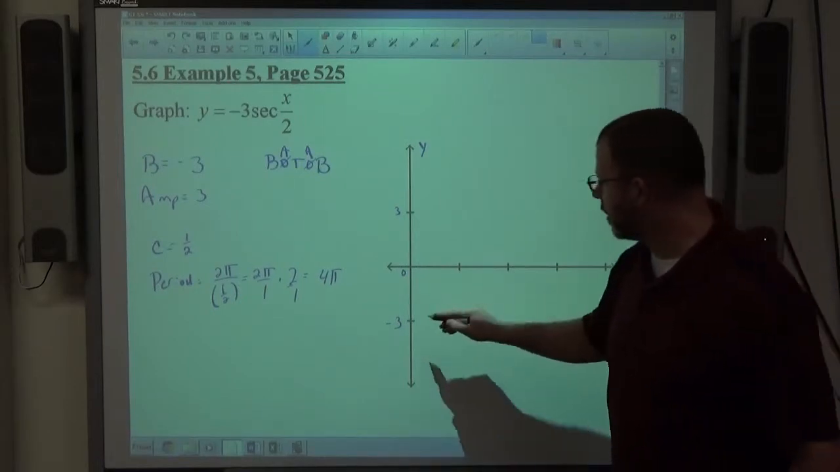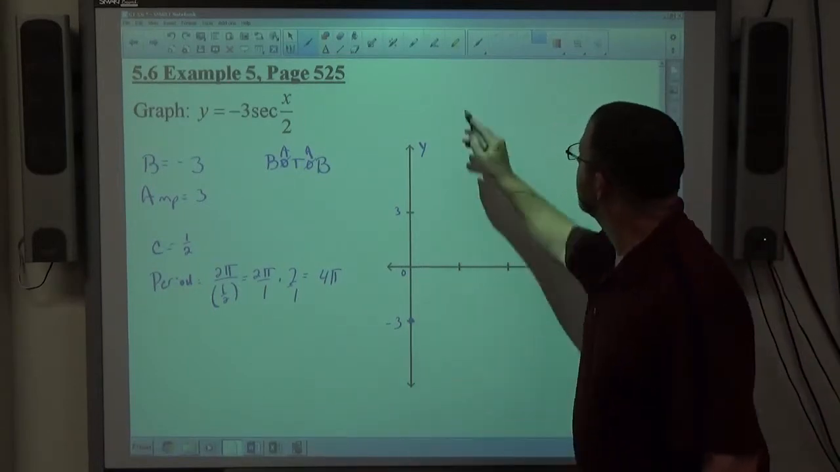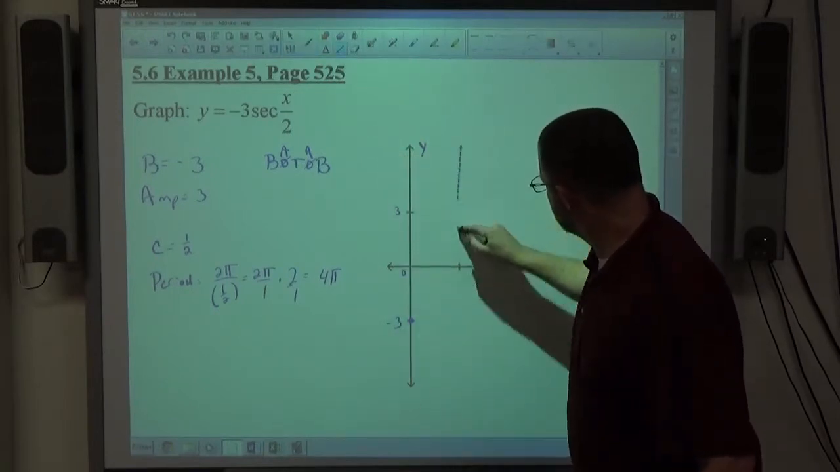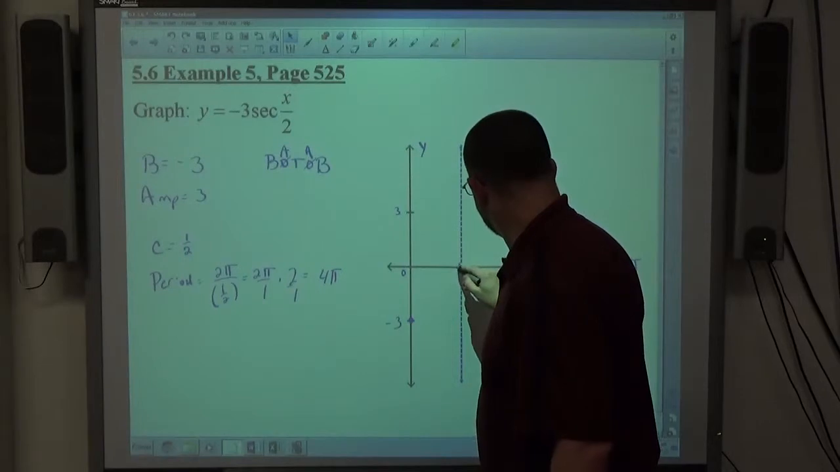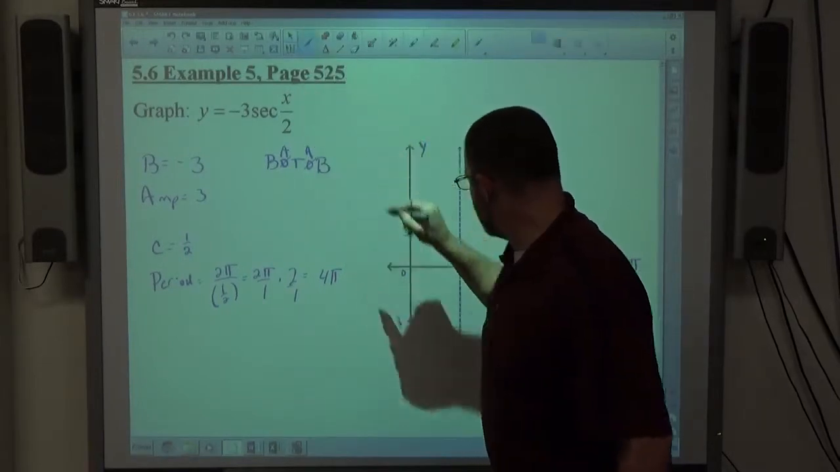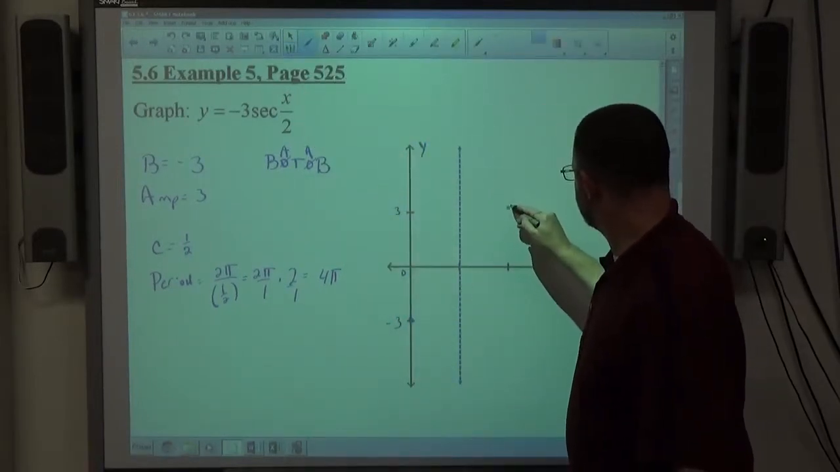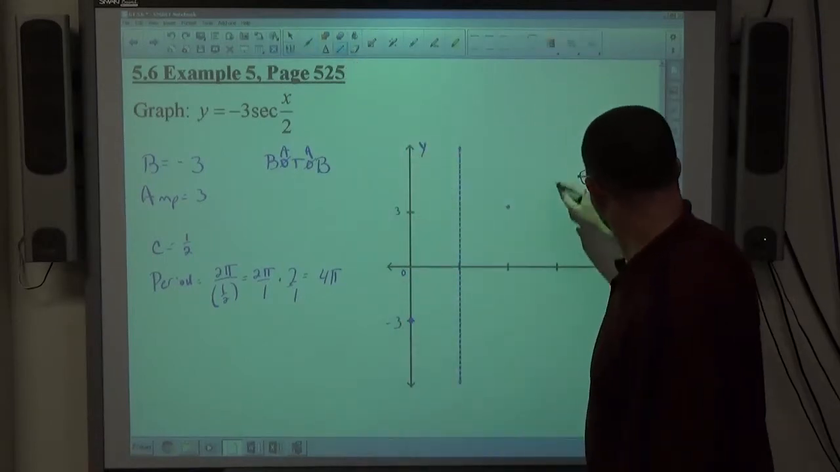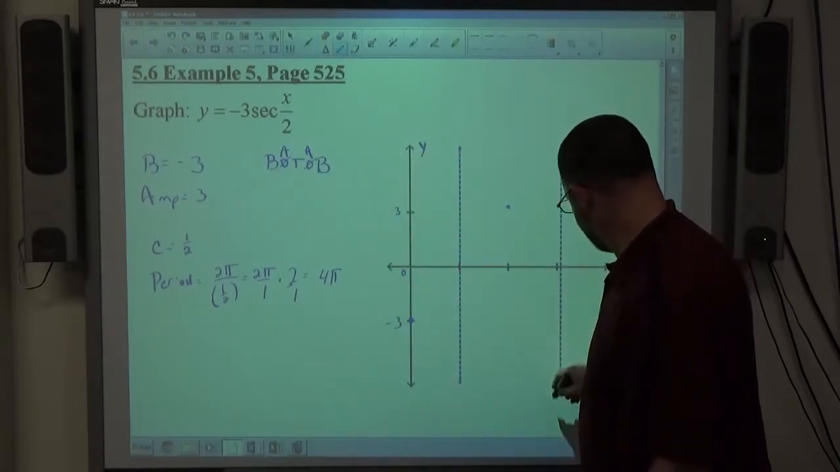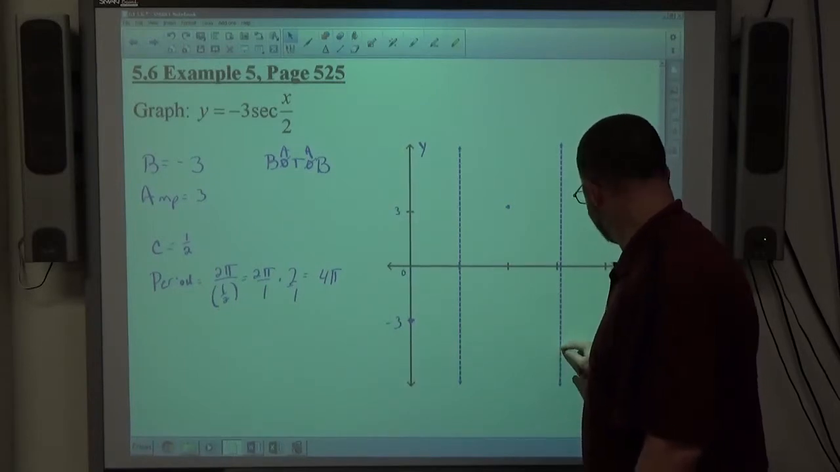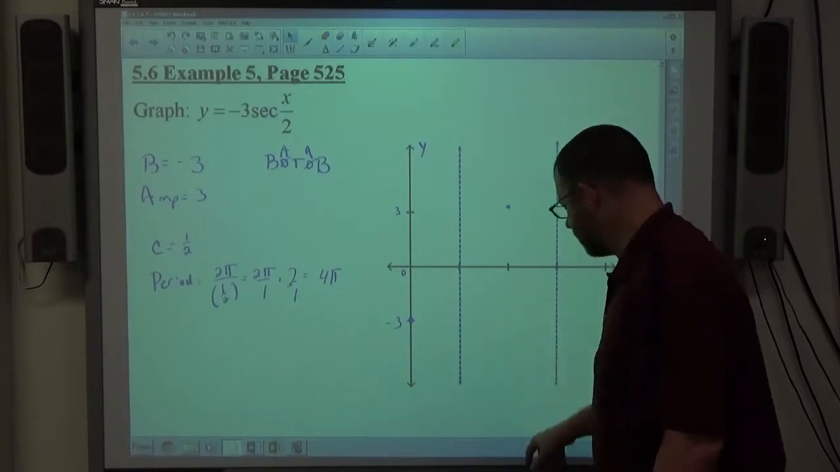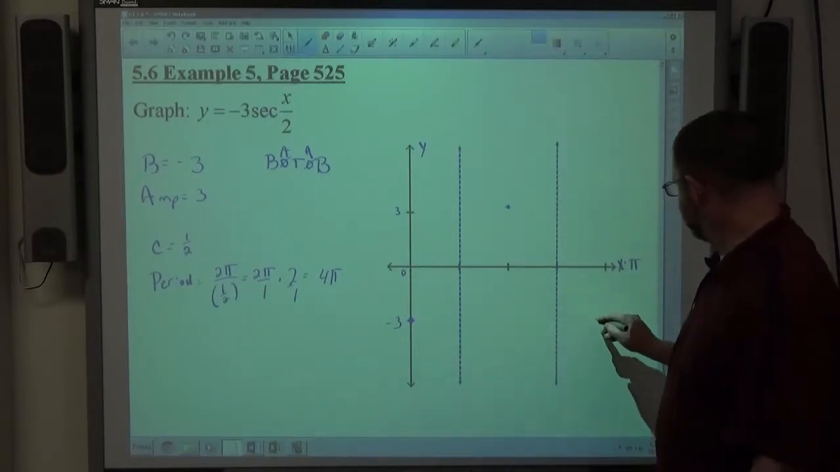And again, we start at the bottom, we get an asymptote. Pretty close. Then we go to the top, we have an asymptote. Okay, and then back to the bottom.